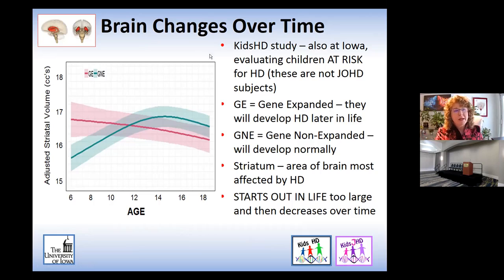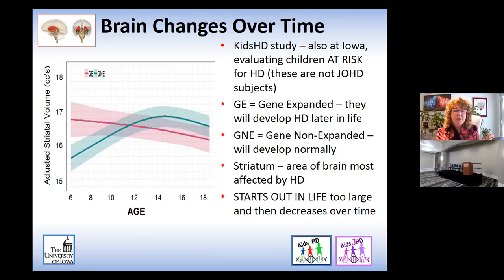And the green line is normal development. And for those of you who have children who are adolescents, you know that this is the case, that adolescence is the time of major brain change. So the green line is normal. During adolescence, it peaks and then it gets smaller. But how the brain changes when you have this gene is way different, right? Once again, it starts out too big.